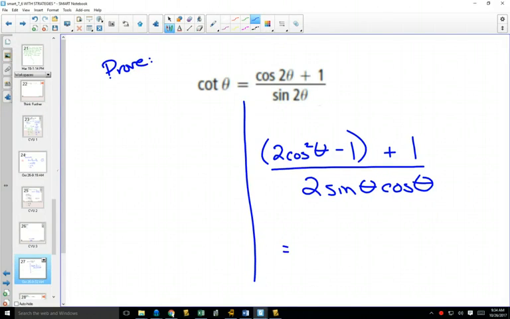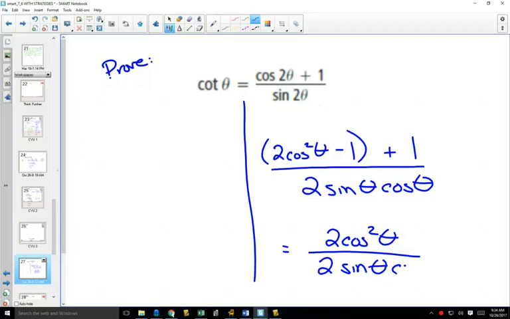And then this side just becomes 2 cos squared theta over 2 sine theta cos theta. So I've got that side as a single fraction. It's in sine and cos. Maybe I go to my left side and say I'm going to change cotangent to sine and cos as well.